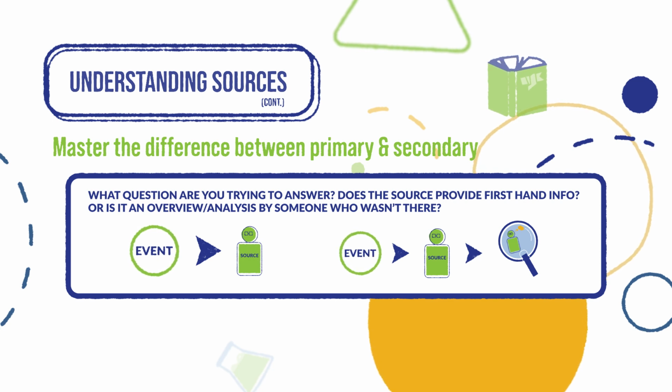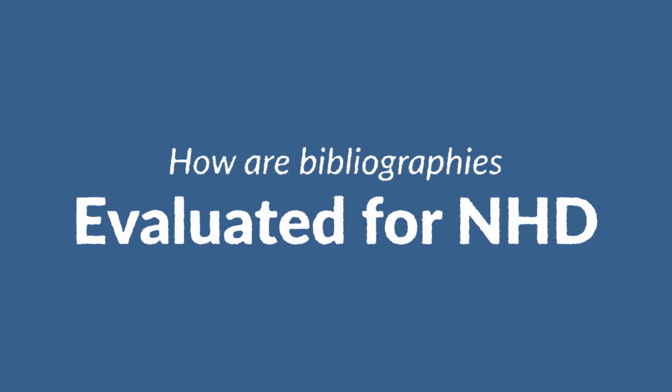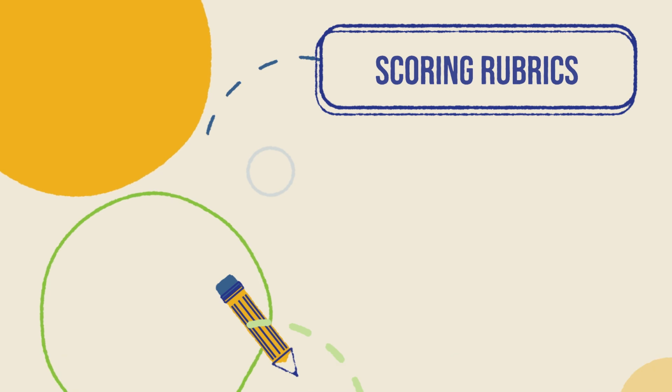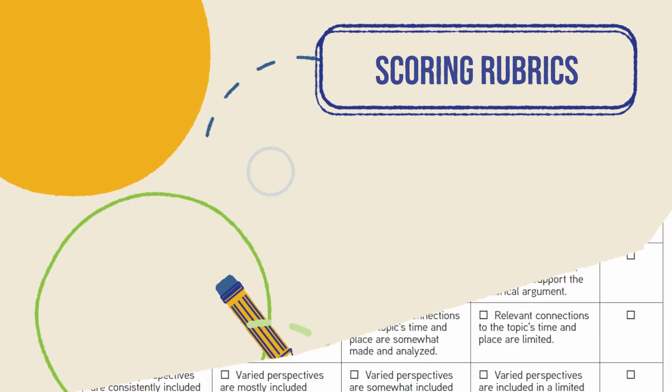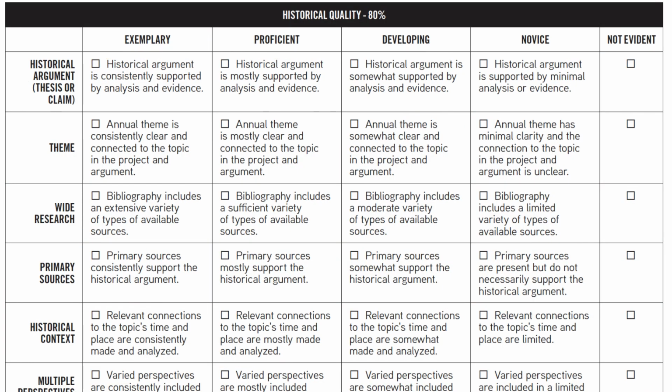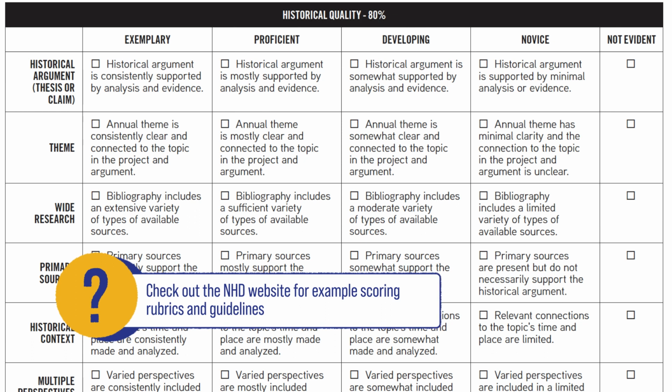Bibliographies in the History Day judging rubric show up in several places. Your teacher might use something that looks like this sheet to evaluate your History Day project. If you're going to the district contest, judges will also use this sheet to rank you against other projects. You can find this on the NHD website or by Googling NHD evaluation rubric.